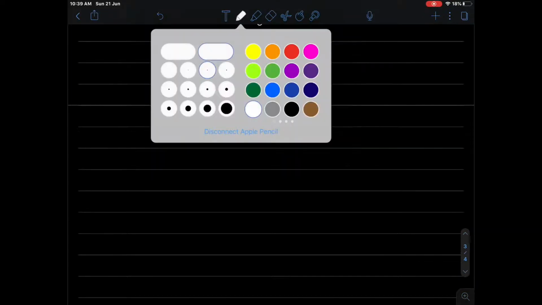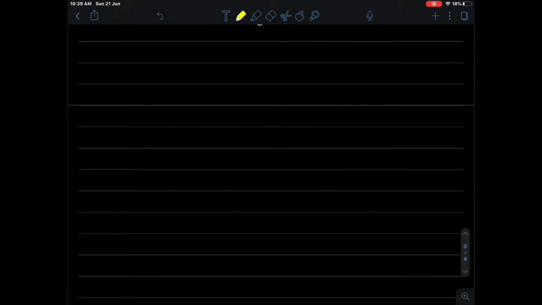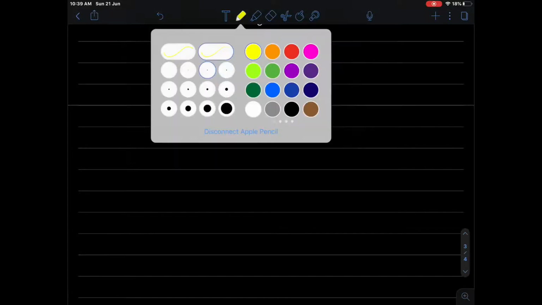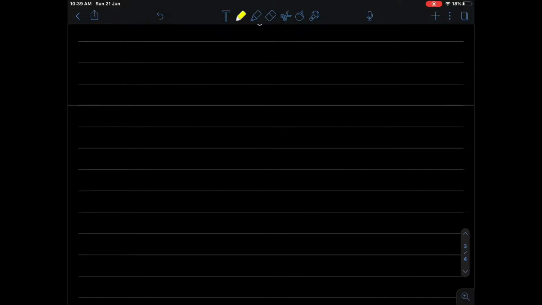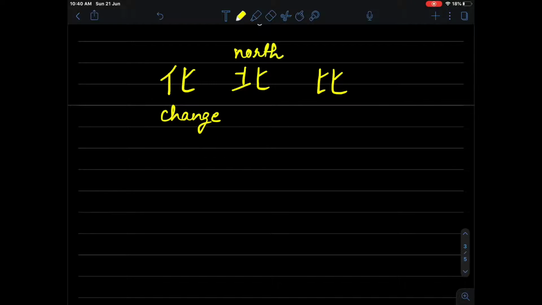Now before we can move on, I would like to do the comparison bit, which I did not do in the previous few videos. Let me choose a thicker brush. So let us have a look at the kanjis one by one. So this is change, this is north, and this is compare.